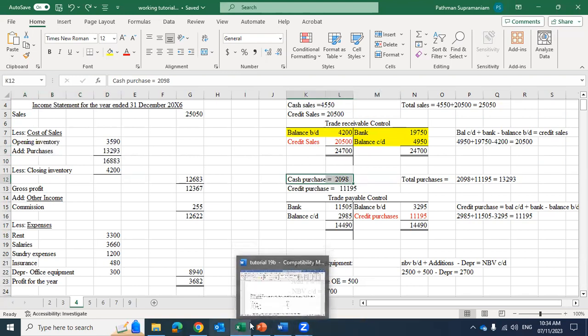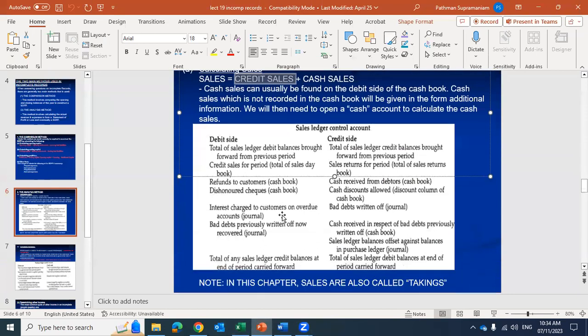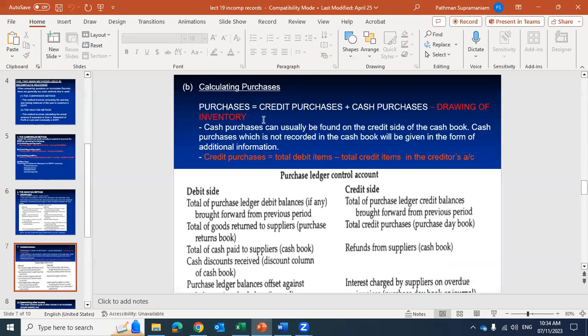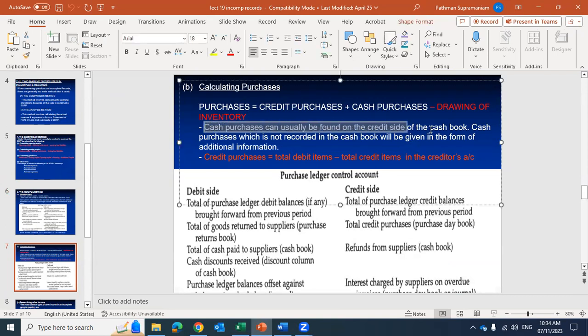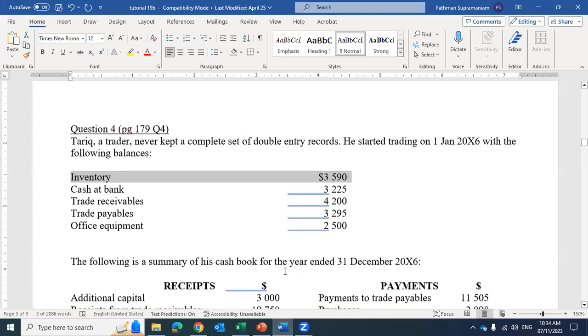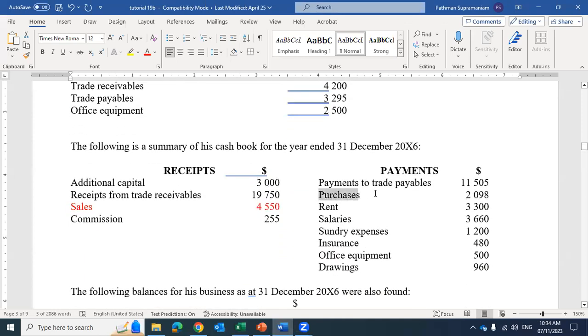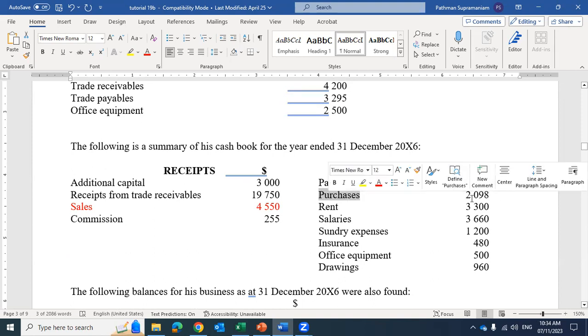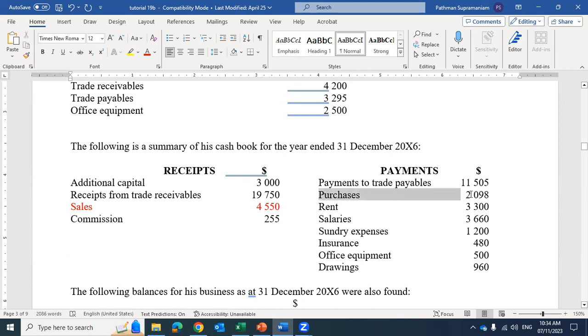So how do we get the cash purchase? As mentioned here, to get the cash purchase, you go to the credit side of the cash book and the description should be purchases. Okay, purchases. This is the description that we want. The description is purchases and it's appearing on the credit side. So this is our cash purchases.